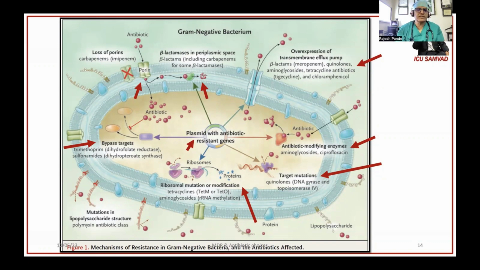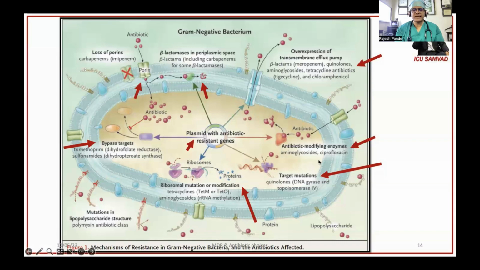And if at all they gain entry into the periplasmic space, as you can see, then they are destroyed by the ESBLs, which include carbapenemases also. And then if at all they survive that, they will be thrown out. Bacteria is using energy, ATP pumps are being used, and it throws out from the efflux pump. So bacteria will have more overexpression of the transmembrane efflux pumps. So that is what is happening.